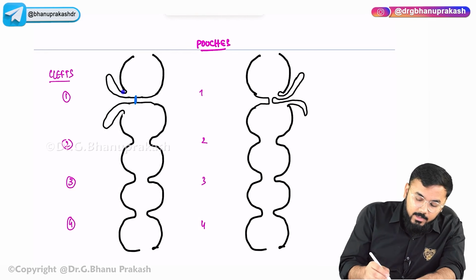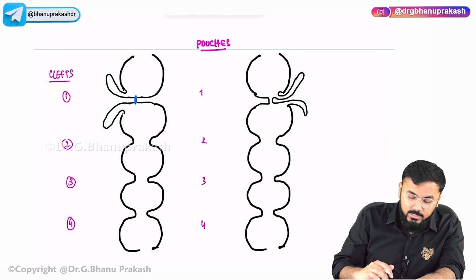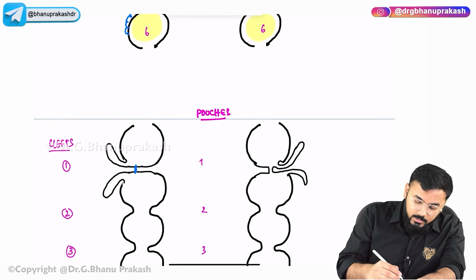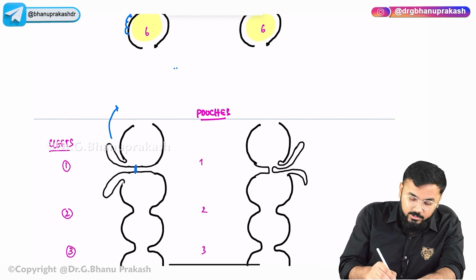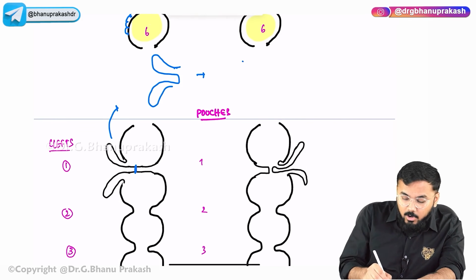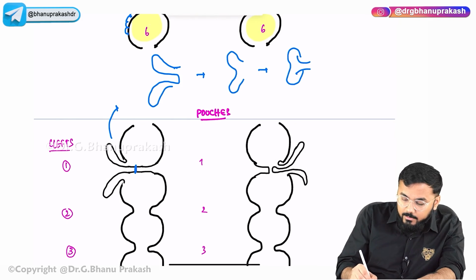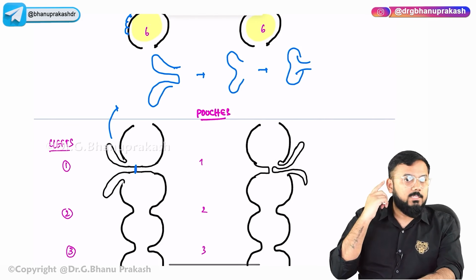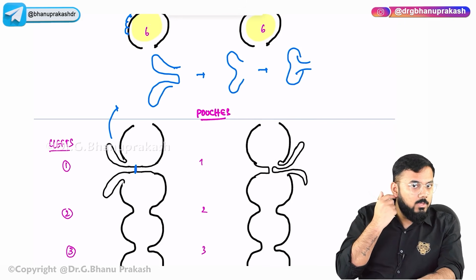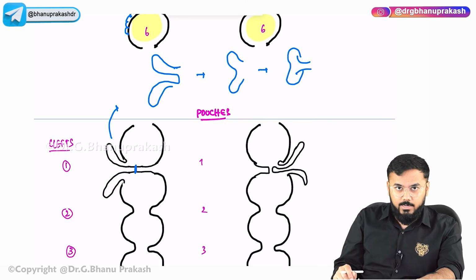Remember that this particular structure develops slowly like this, and finally it will take the shape of an ear. This is the ear. You see, this is the ear pinna. Now you see how the ear pinna is formed. The ear pinna is formed from the first cleft over here.